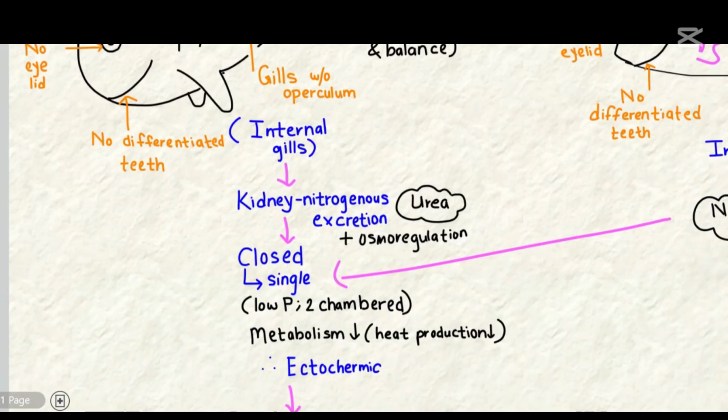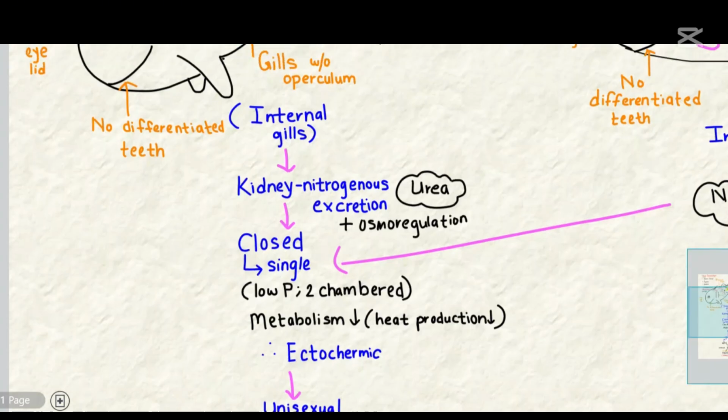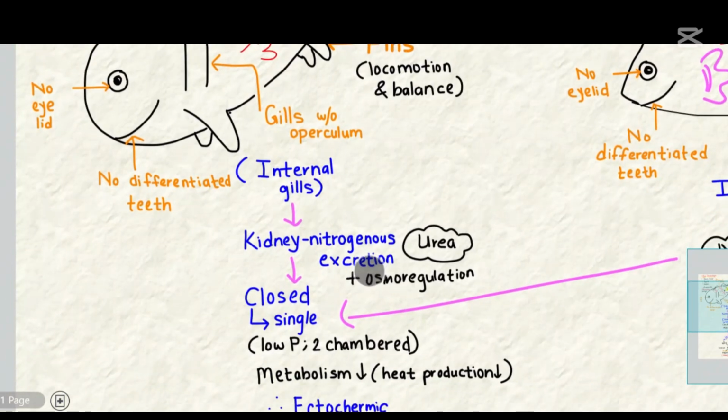Then we move on to the circulatory system. So they have a closed single circulatory system. Because it's a single circulatory system, the pressure is reduced. So they are two chambered, and because low pressure is maintained, they don't have to put much effort to maintain high pressure. The metabolism is low. So we know when metabolism is low, the heat production also will be low. So because heat production is low, they cannot maintain the body temperature constant regardless of the external temperature fluctuations. So they are ectothermic.